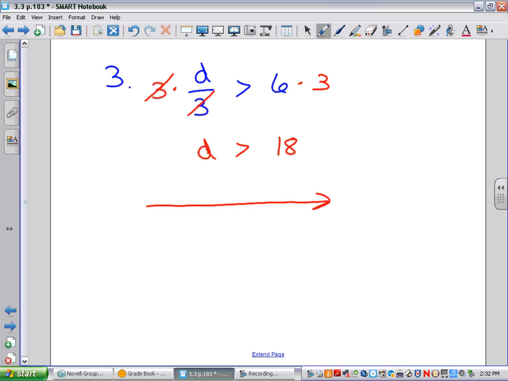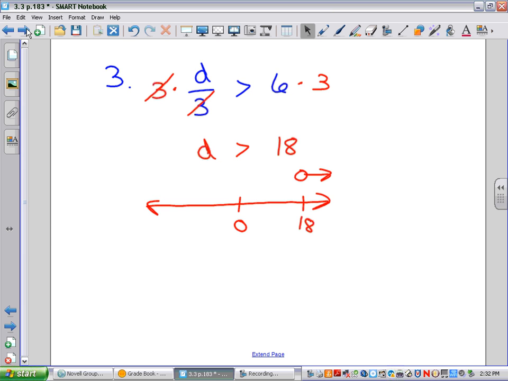Graph it, straight line, 2 arrows, 0. 18 would be out there. It's not underlined, so open circle. Greater than means go off to the right. And I'm done. There's number 3.